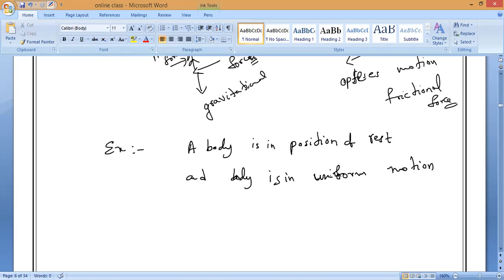What do you mean by uniform motion? No increasing speed, no decreasing speed. Understand, the body will never come to rest either. Yes or no, guys? So that is what we call uniform motion. Then in these two cases, what can we say? The forces are in balance. That is what you have to remember.